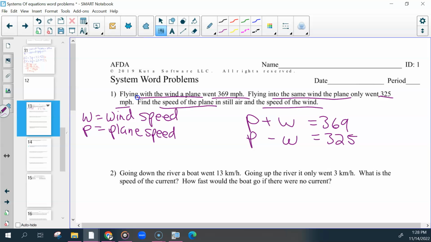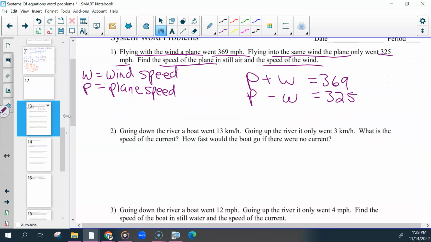These are really good elimination problems, but they can be solved by graphing or substitution, doesn't matter. If we were eliminating, which one would you want to get rid of first? P or W, does not matter. Okay. So if we're getting rid of P, what would we do to eliminate them? Subtract everything. P's cancel, W minus a negative W would really be adding.